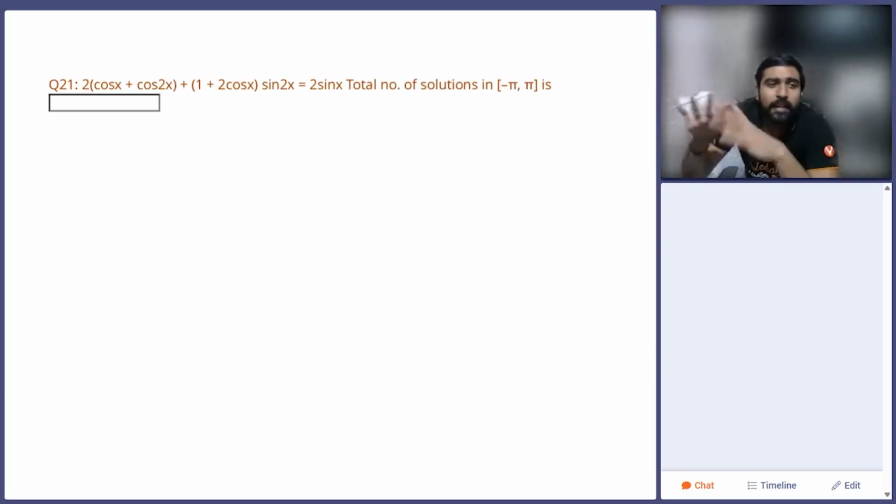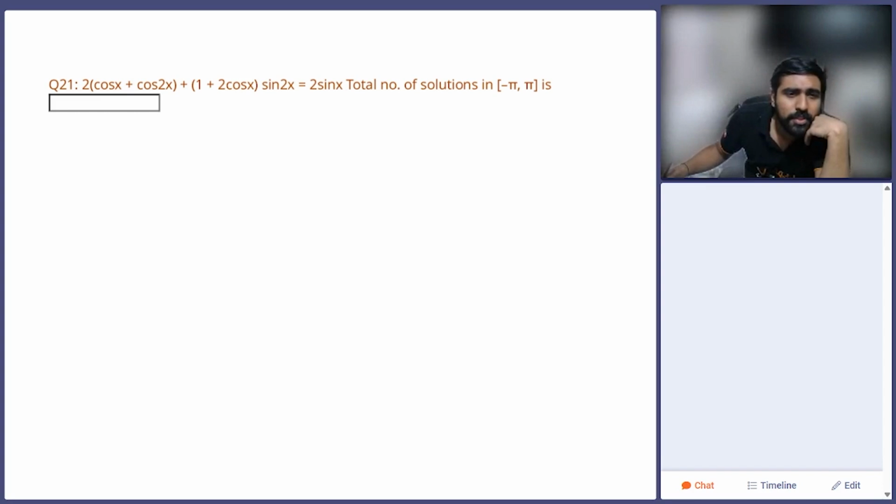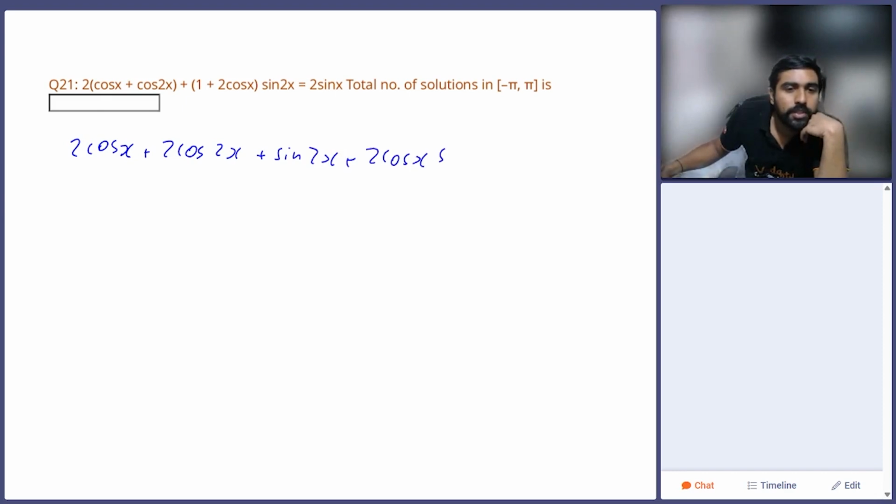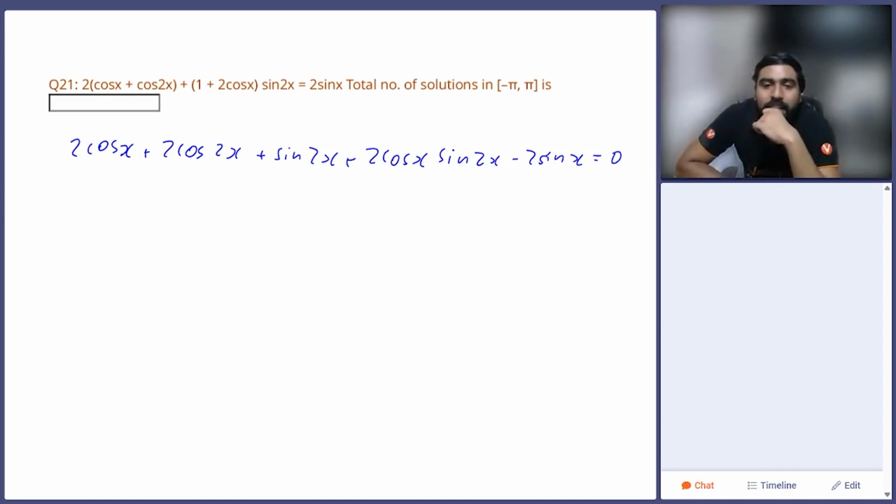Moving on. What do we have over here? 2 times cos x plus cos 2x plus 1 plus 2 cos x into sin 2x is equal to 2 sin x. Okay. We need to find the number of solutions of this expression over here. Very well. Okay. What simplification can we do over here? Let's open it out first of all. No direct manipulation is coming to mind over here. Okay. 2 cos x plus 2 cos 2x plus sin 2x plus 2 cos x into sin 2x minus 2 sin x equals to 0. This is the expression that we have.